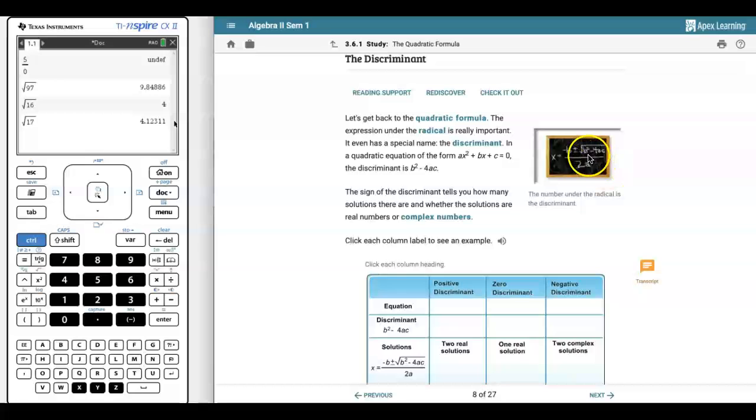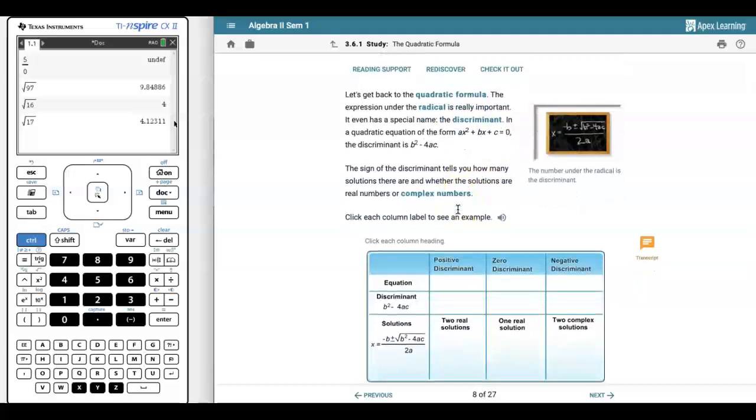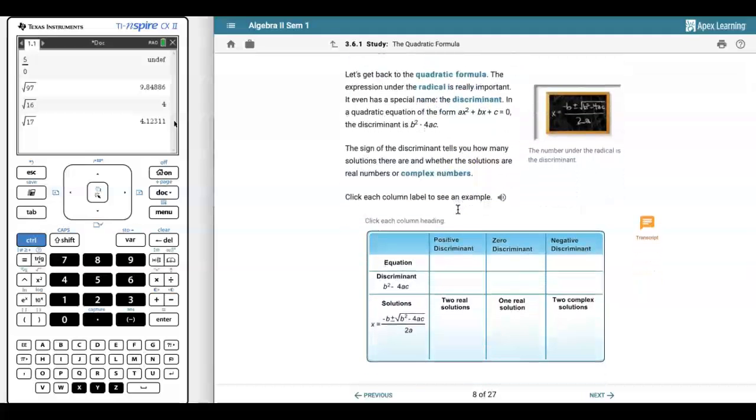So this part that's underneath the radical, underneath that square root symbol, that b squared minus 4ac, has this special name called the discriminant. Basically, the sign of the discriminant can tell us how many solutions we're going to have to this problem. We can either have one real solution, we can have two real solutions, or we can have two what we call complex solutions.